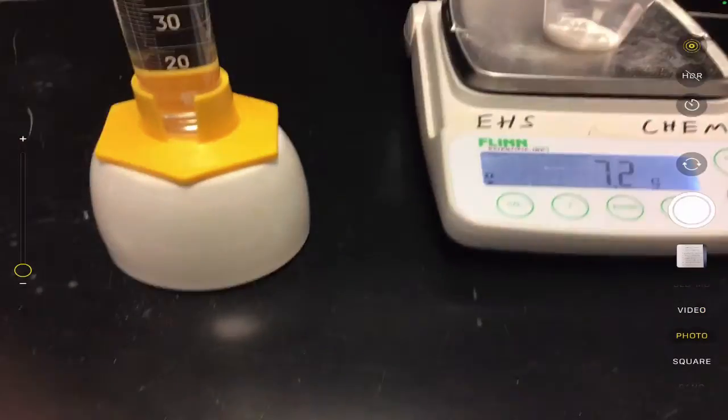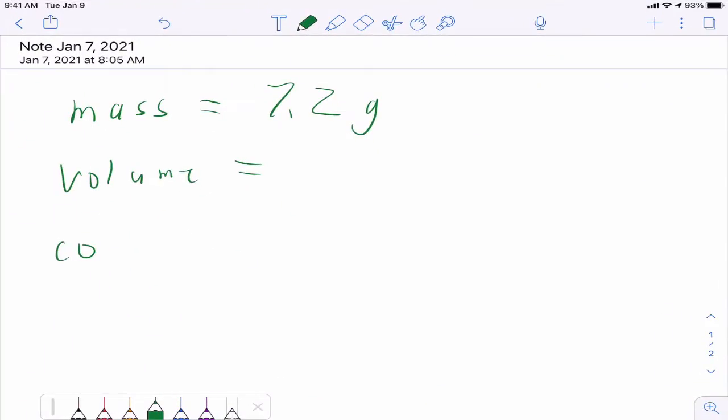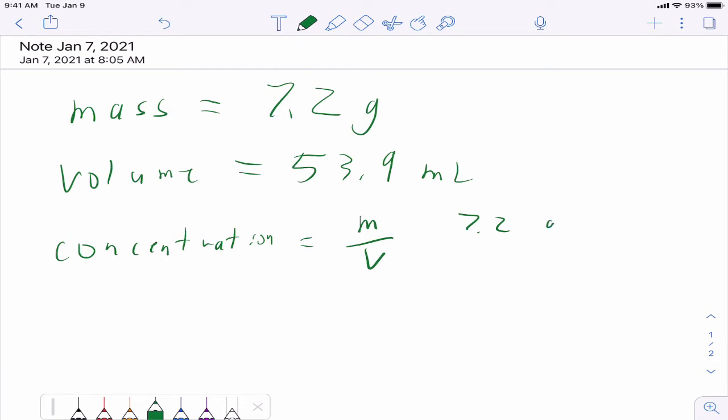So, going back to my work here now, this is going to be 53.9 milliliters, okay? So 53.9 milliliters. Now, to get concentration, I'm going to take the mass that I have and divide it by the volume, okay? So my mass of my sugar, which was 7.2 grams, I'm going to divide that by 53.9 milliliters, okay? And then I'm going to solve this, okay?